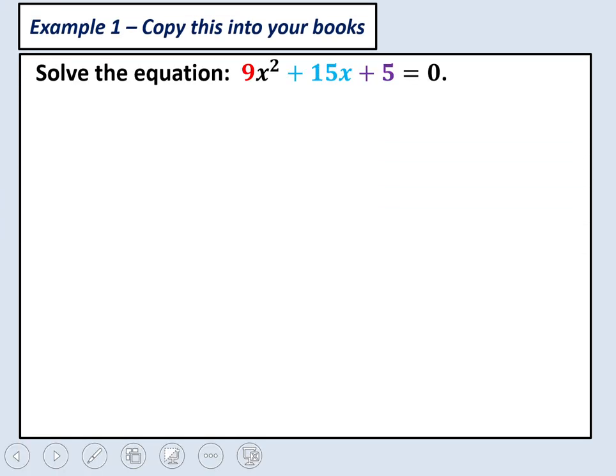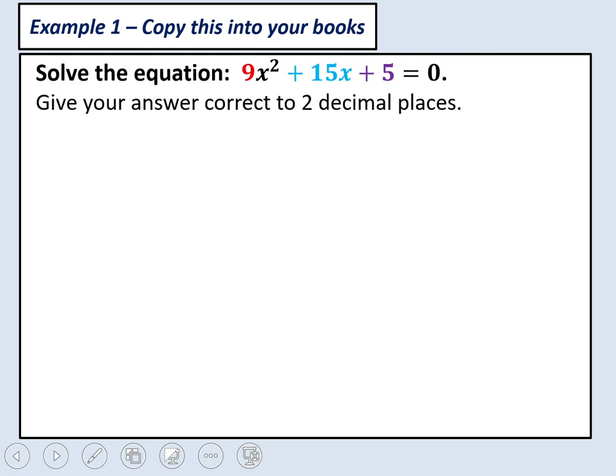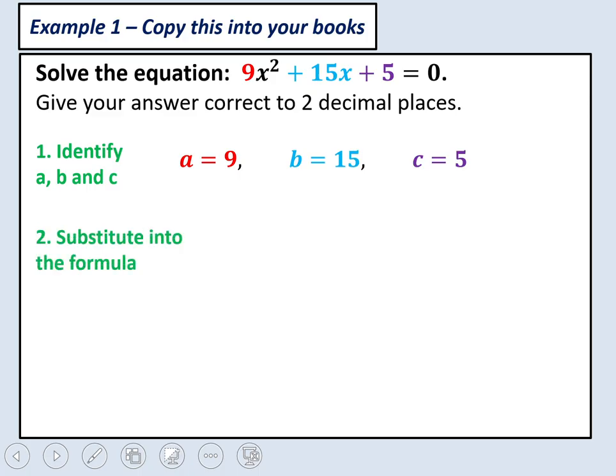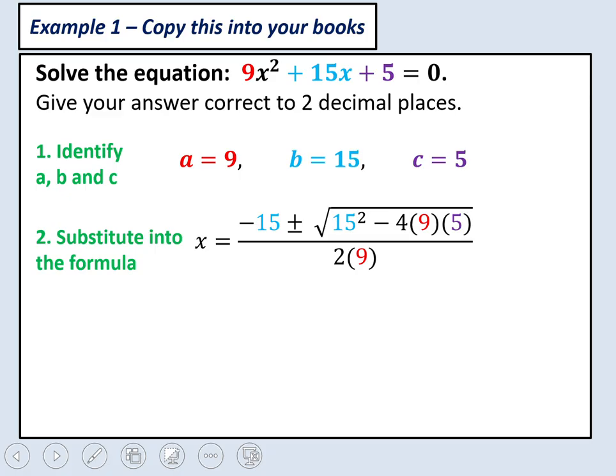So the first step that we need is when we are solving the equation 9x squared plus 15x plus 5, we just need to identify what our A, what our B is, and what our C is. So in this case, I've got A is 9, B is 15, and C equals 5. The next step is literally using the formula and substituting in our values. So you must know the formula by heart.